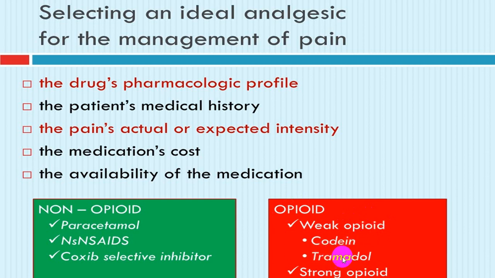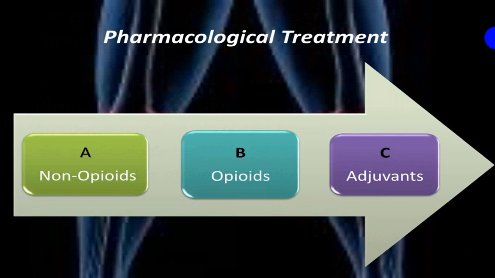Opioid property wise, tramadol has a very weak opioid property, but it is the most powerful analgesic available. Or you can use a strong opioid where you also want anxiolytic action or sedation. So basically we divide into three groups: non-opioid groups, opioid groups, and adjuvant groups.